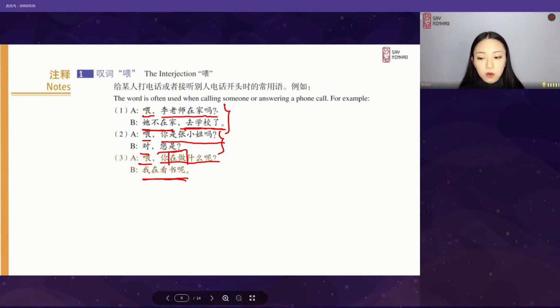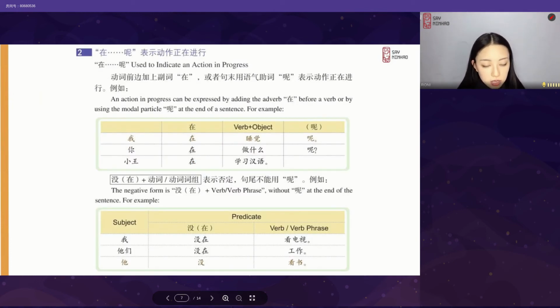So when you hear this 喂 in the dialogue of the listening test part of the HSK test, you can pay attention to it and know that maybe it is about a conversation that happened on the phone. Now let's move on to the next language point.